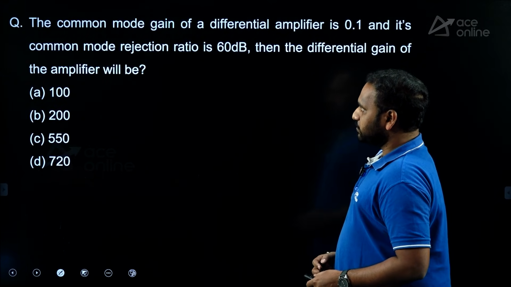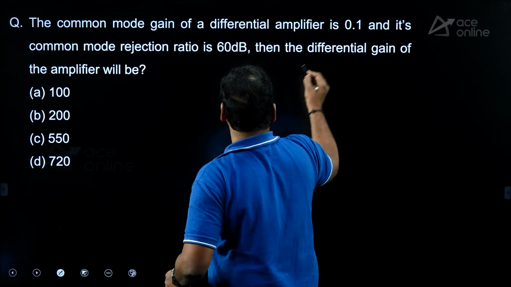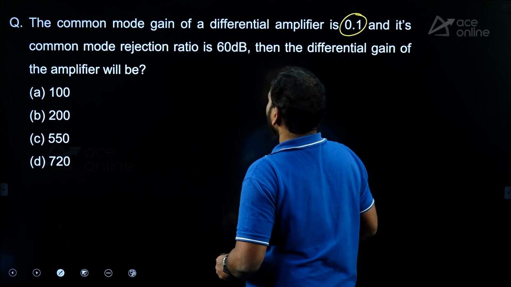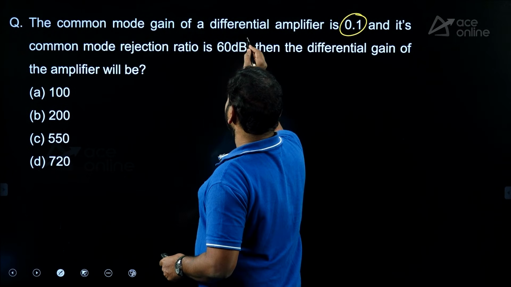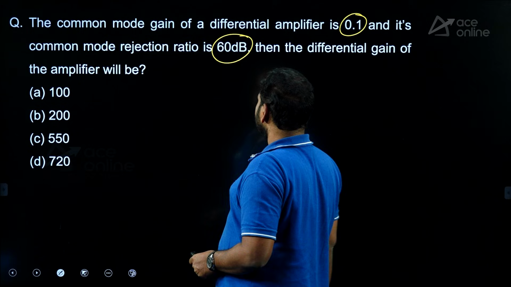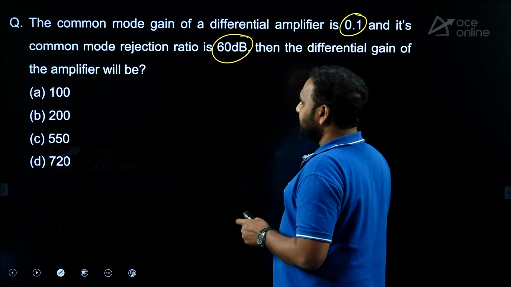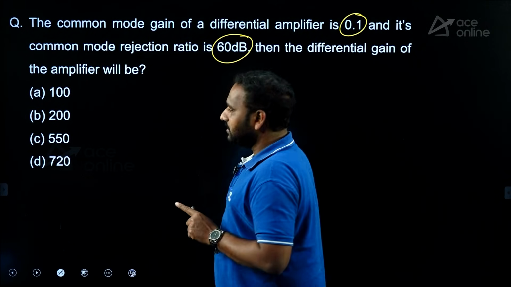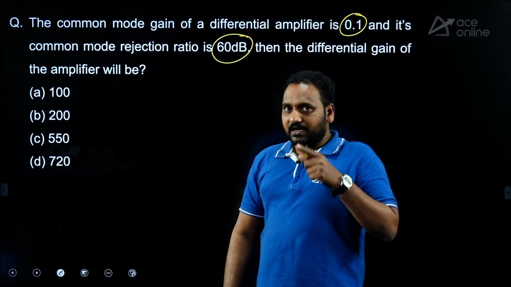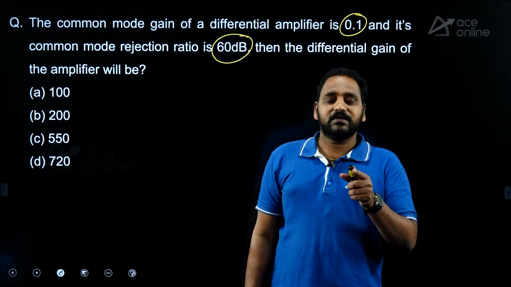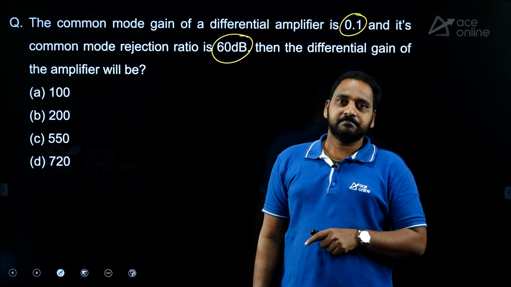And see the first question. The common mode gain of differential amplifier is 0.1, and its common mode rejection ratio is given in decibels, that is 60 dB. The differential gain of the amplifier will be? This is quite a common question in class. In the live class also, recorded class also, I have given n number of questions on this model, right?